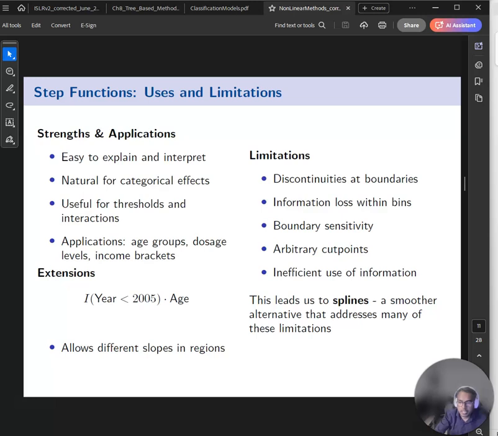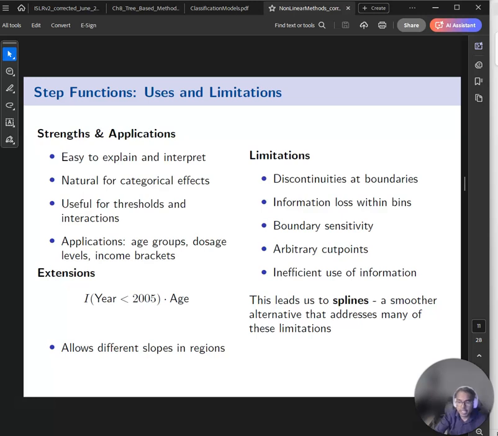So now that we understand how step functions work, let's discuss some of the practical applications and limitations. Step functions have several strengths that make them valuable in certain contexts. First, they are exceptionally easy to explain and interpret. We can tell stakeholders exactly what happens in each category without complex mathematics. They are a natural choice when working with inherently categorical effects or when you want to create meaningful groupings. And they are particularly useful for modeling threshold effects where changes happen abruptly, like minimum age requirements, income tax brackets, or dosage response thresholds in medicine.